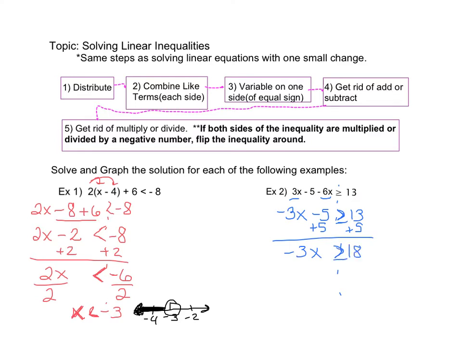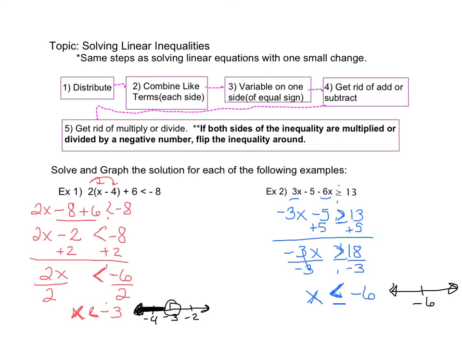And now to get rid of that negative 3 that's attached to the x, I'm going to go ahead and divide. And notice this time I'm dividing by a negative. So my negative 3's cancel, and I say x. I turn my inequality sign around, so it changes from greater than or equal to, to less than or equal to. 18 divided by negative 3 gives me negative 6. And just like before, I now need to graph that.